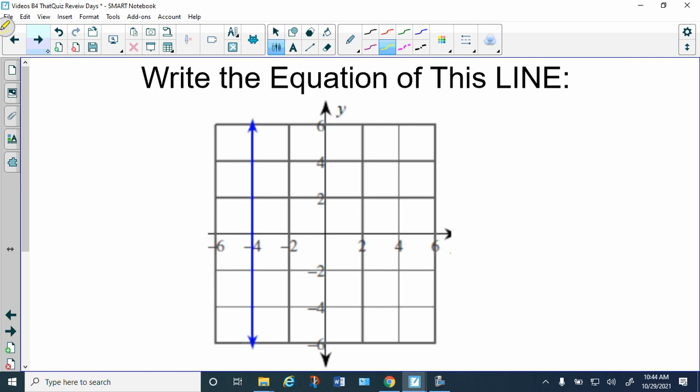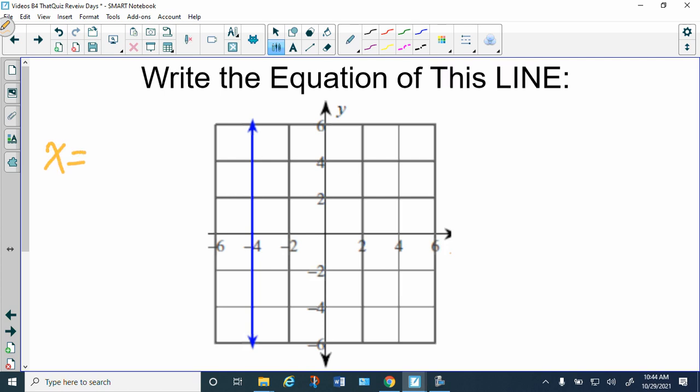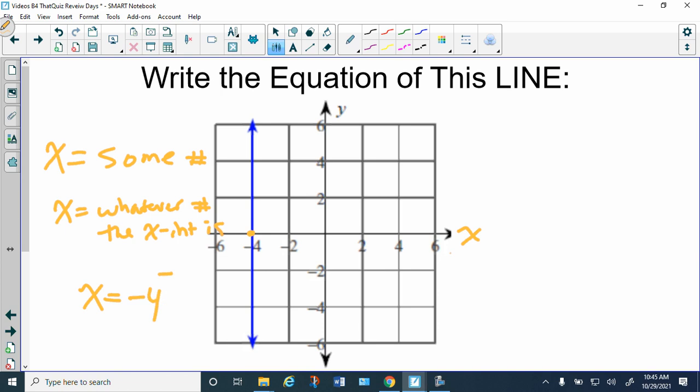All right, same thing here. I can choose to memorize that, let's do orange, when I see a vertical line, it's always x equals some, oops, something's falling down over here. Hopefully you can still hear me. X equals some number. Well, what number? X equals whatever number the x-intercept is. So we see a vertical line, so it's x equals, well, let's go to the x-axis. What's the x-intercept? Bam, right there at negative 4. And we're done. That's the name of the line.